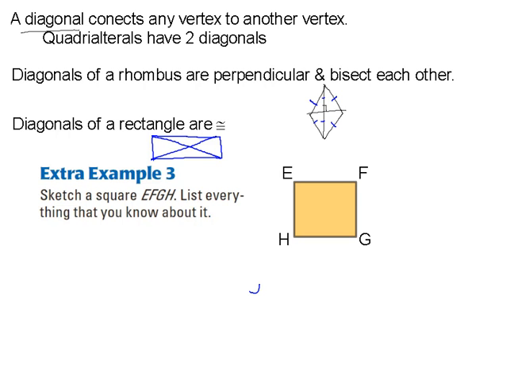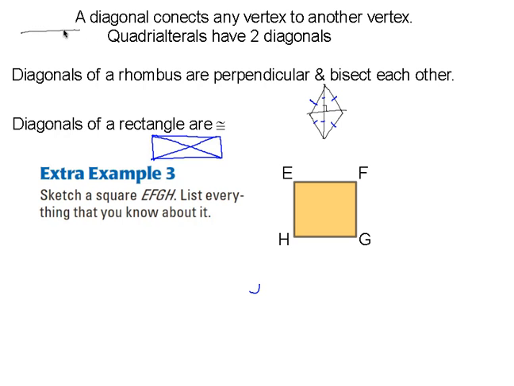So here we're back for 8.4b. Diagonal. The diagonal connects any vertex to another vertex. So there's a diagonal right there connecting a vertex to a vertex. Quadrilaterals have two diagonals. That's fairly obvious. Couldn't draw more than that.